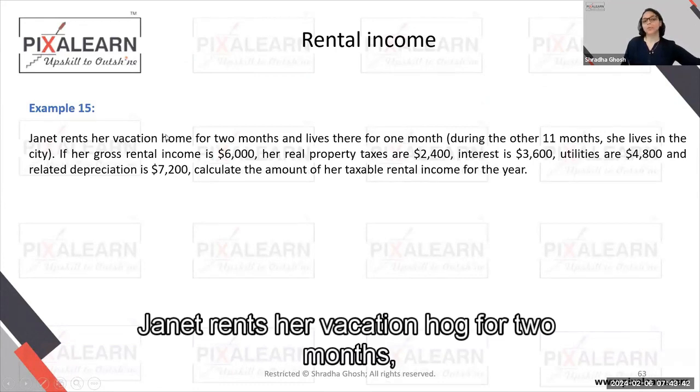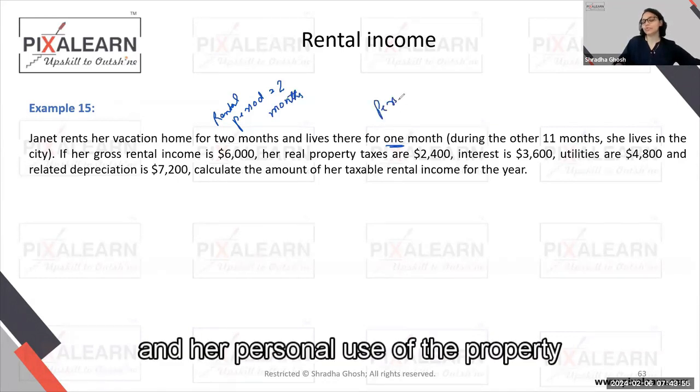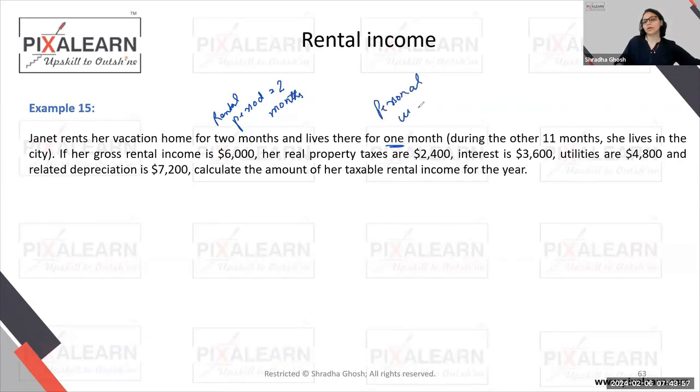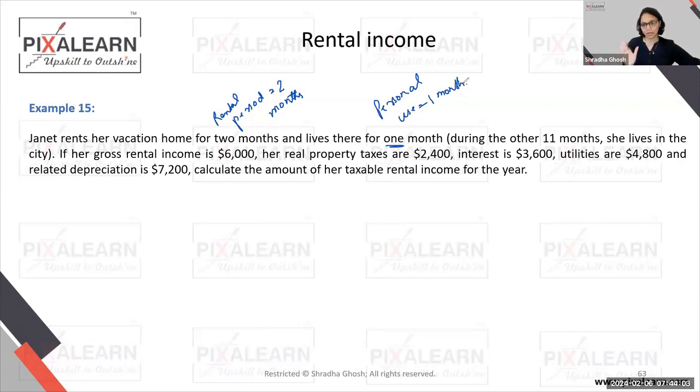Janet rents her vacation home for 2 months and lives there for 1 month. So her rental period is 2 months and her personal use of the property is 1 month. So if you look at the rental and personal use, it is greater than 15 days. Great.